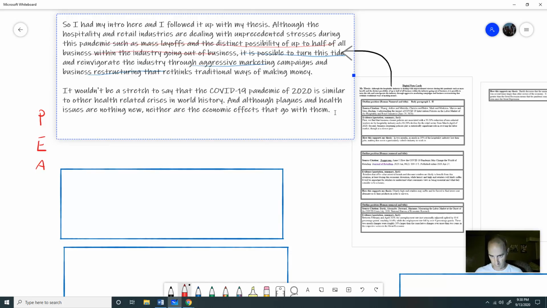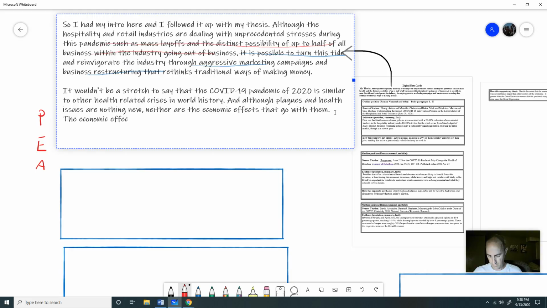Again, making this up on the fly, so I apologize if I stutter or hesitate here. The economic effects in 2020 are particularly harsh to the hospitality industry. Okay, so there's my point. Okay, analysis. Oh, I'm sorry, evidence.